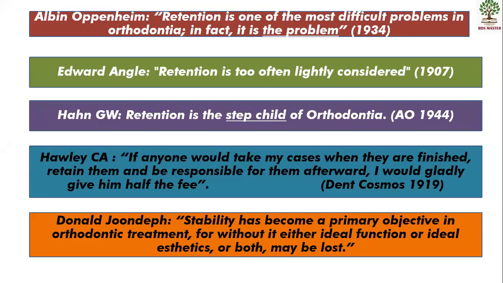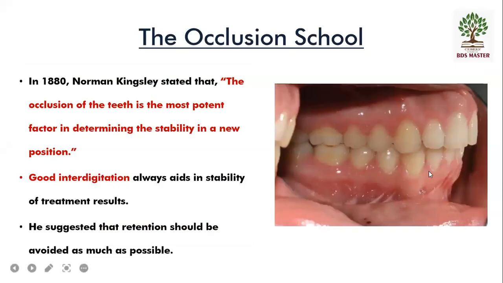These were just statements that were made very early on in the development of orthodontics, because retaining was always hard, continues to be hard, right? Now, coming to the schools of retention, you have four main schools. You have the occlusion school, the apical base school, the mandibular incisor school, and the musculature school.